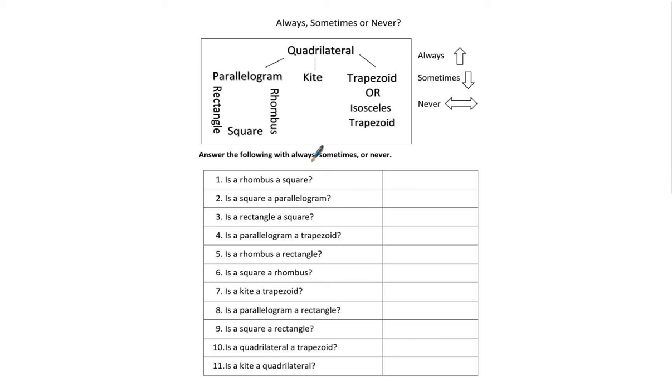So we're going to do the first couple together. So is a rhombus a square? So here's rhombus. And the directions tell us answer the following with always, sometimes, or never. So can a rhombus be a square? We're on rhombus and we're going down. That means sometimes. So a rhombus can sometimes be a square.